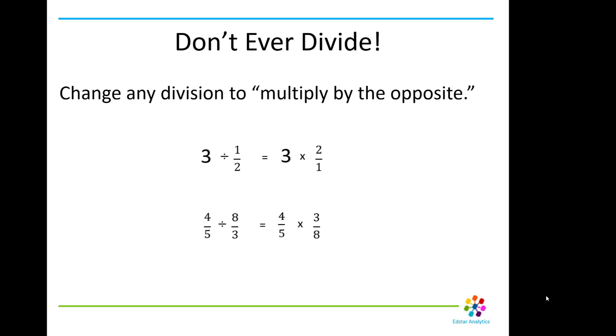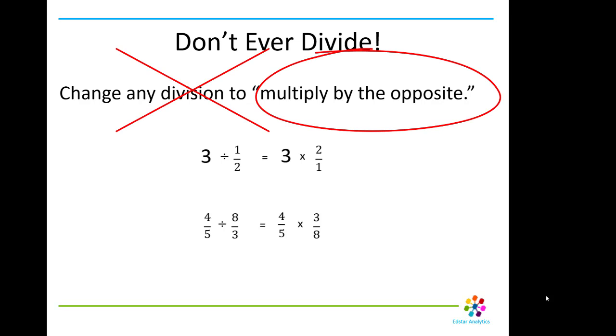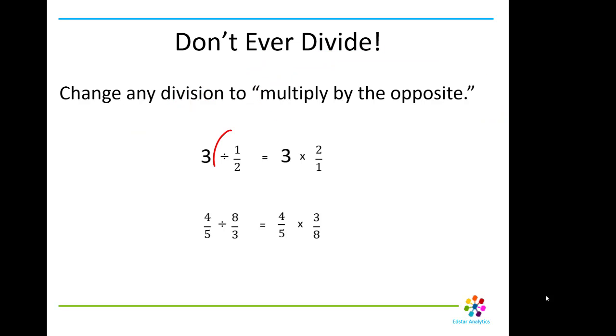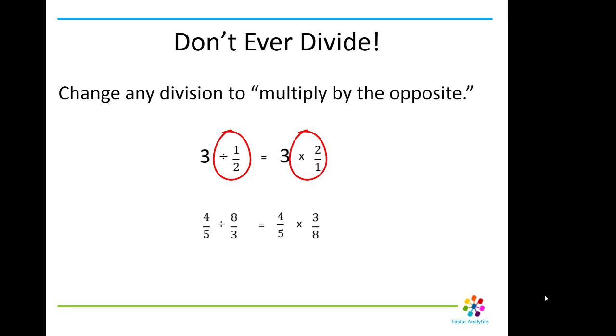Okay, here's an important rule. Don't ever divide. Change division to multiply the opposite. So 3 divided by 1/2 is 3 times 2 over 1. The opposite of 1/2 is 2 over 1. You flip it. Change divide to times and multiply the opposite. 4/5 divided by 8/3 is 4/5 times 3/8. So you don't need to know how to divide fractions because you're never going to do it. You change division to multiplication and multiply by the opposite.